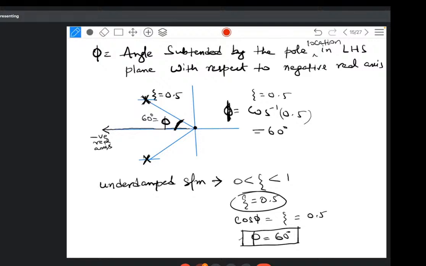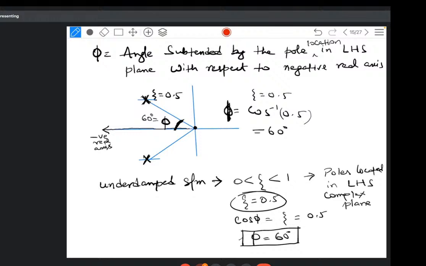And I know that whenever the poles are located in the LHS complex plane, they will always occur in conjugate pairs. Even if you remember, the roots of the characteristic equation were coming like s equal to minus sigma plus or minus j omega d, that is minus zeta omega n plus or minus j omega n under root 1 minus zeta square.